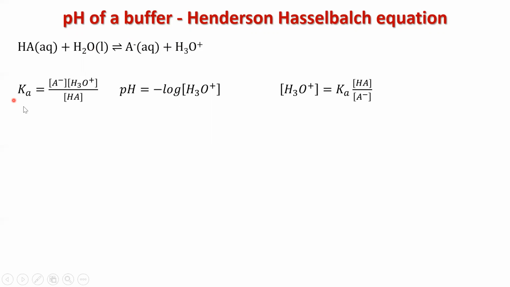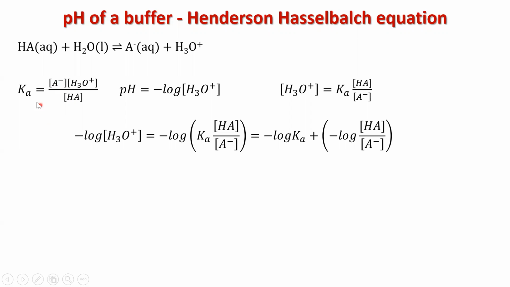And if we were to take the Ka expression and manipulate it a little bit to solve for the hydronium ion, we get: hydronium ion equals Ka times our acid over our base. All we're doing is solving for the hydronium ion by multiplying by the acid and dividing by the base. So what are we going to do with that from there?